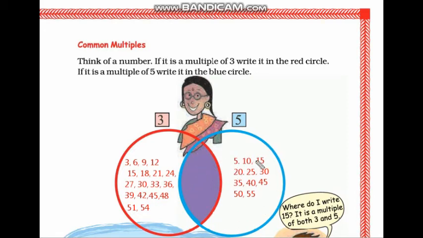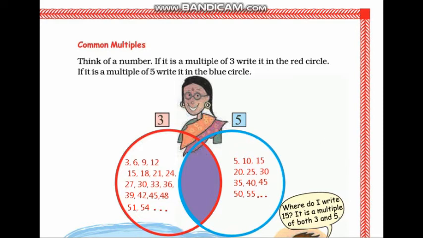5 1s are 5, 5 2s are 10, 5 3s are 15, 5 4s are 20, 5 5s are 25, 5 6s are 30, 5 7s are 35, 5 8s are 40, 5 9s are 45, 5 10s are 50, 5 11s are 55 and so on.